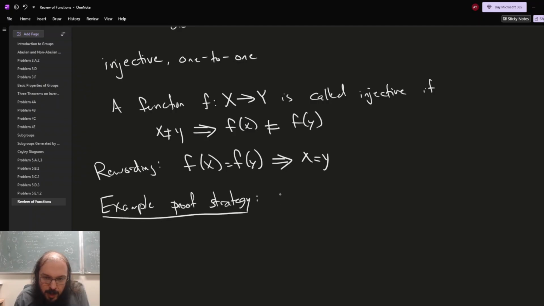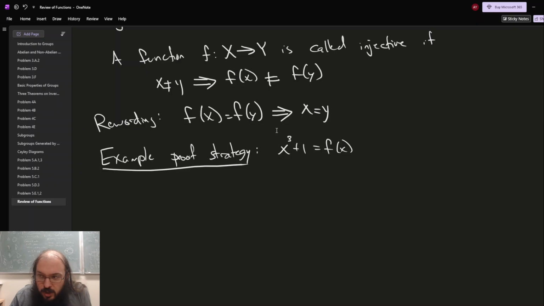How about we look at x cubed plus 1 for a simple function. f of x equals x cubed plus 1. This is an injective function. And actually, I'll show two proofs of this, one directly from the definition, and then another one that reminds us of some calculus facts, often just very helpful when dealing with functions in general. So why not?